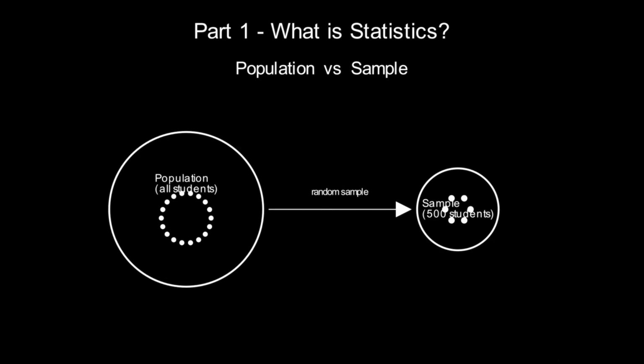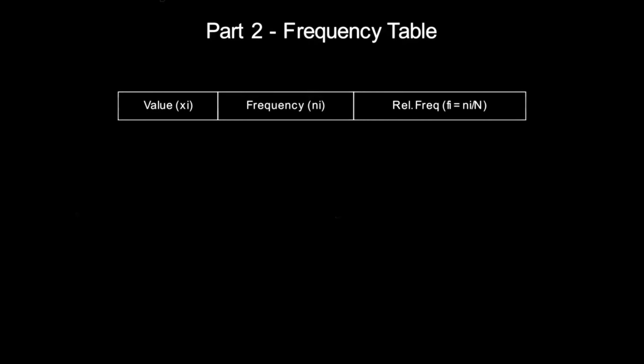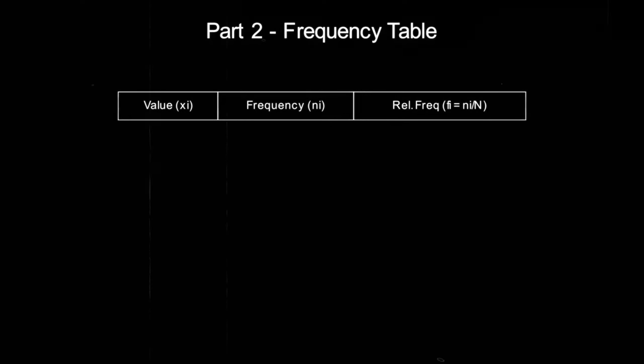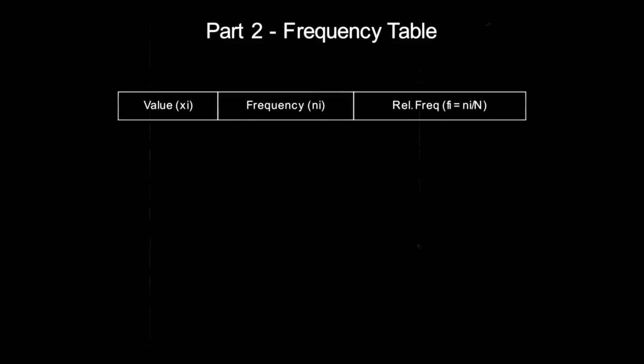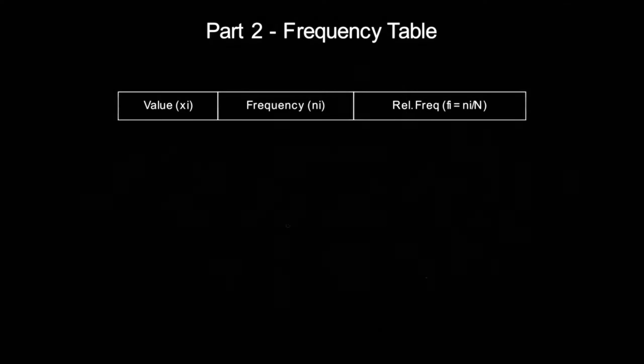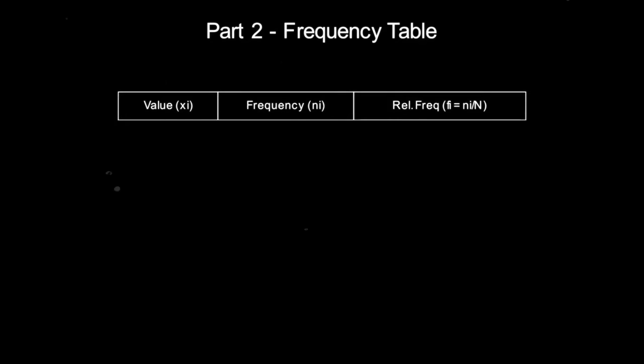Once we have data, the first step is to create a frequency table. It has 3 columns: value, frequency, how many times that value appears; relative frequency, labeled f sub i, which equals n sub i divided by n, where n is the total number of observations.